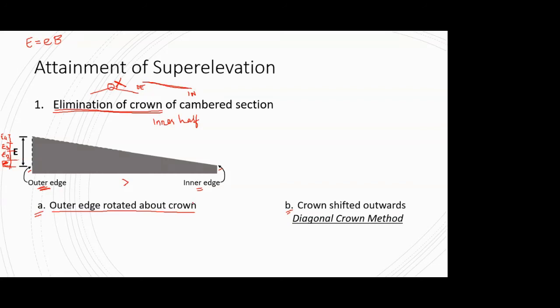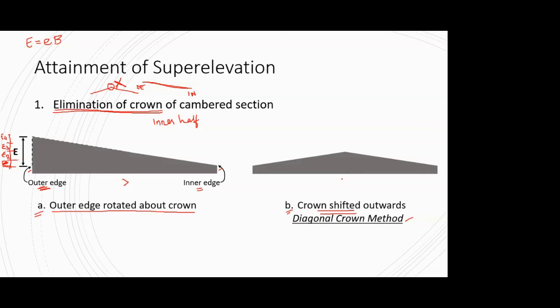But what we are adopting now is, we are not rotating our outer edge, but in this method number B, we are shifting our crown. This is also known as a diagonal crown method. So actually what we do in this is, again we start with the pavement section, or this is the cross section when you are traveling on a straight road without any curve. And now as your transition curve will start, before actually giving the full superelevation, you have to give it gradually.